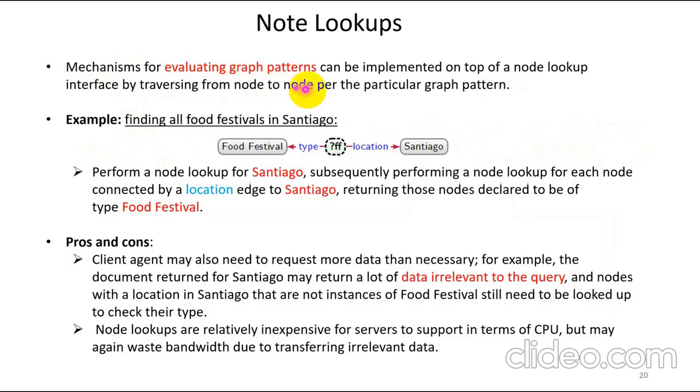Mechanisms for evaluating graph patterns can be implemented on top of a node lookup interface by traversing from node to node per the particular graph pattern. For example, to find a food festival in Santiago represented by the graph pattern like this, we perform a node lookup for Santiago, subsequently performing a node lookup for each node connected by a location edge to Santiago, returning those nodes declared to be a Thai food festival.